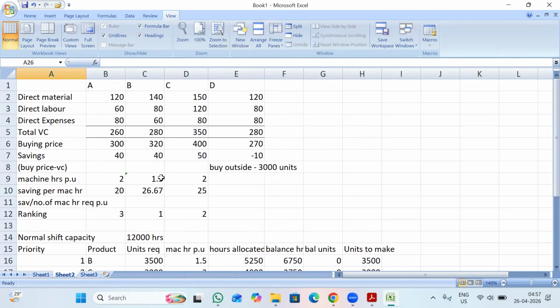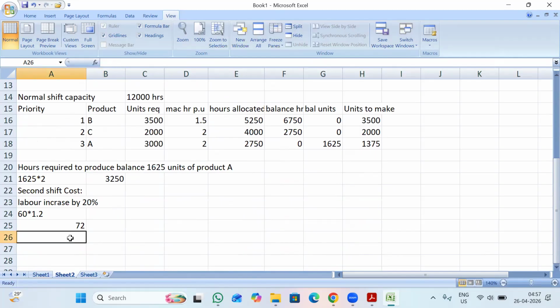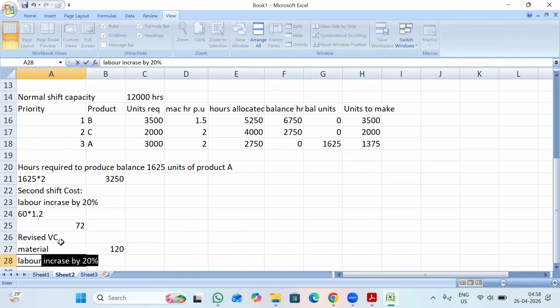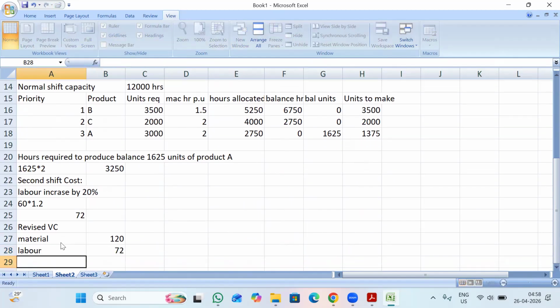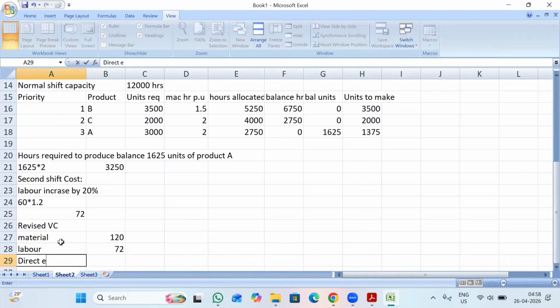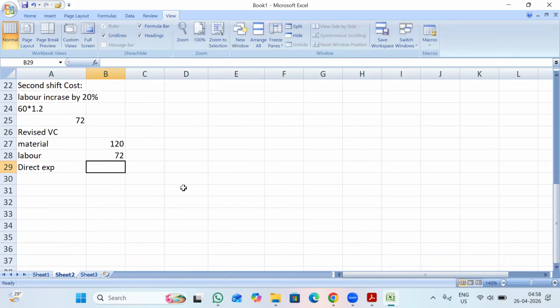Now my variable cost also will be changed, right? So the revised variable cost: material is 120, labor 72, and direct expense, that is 80 rupees.